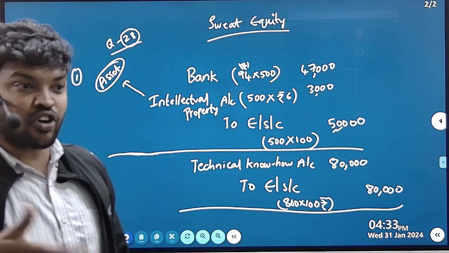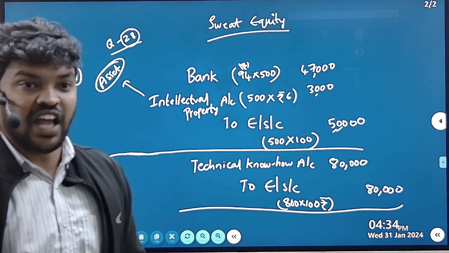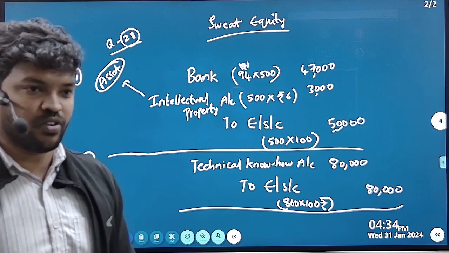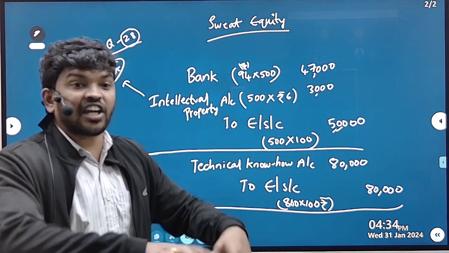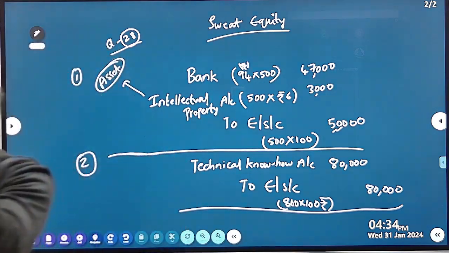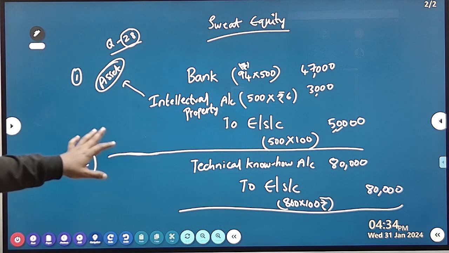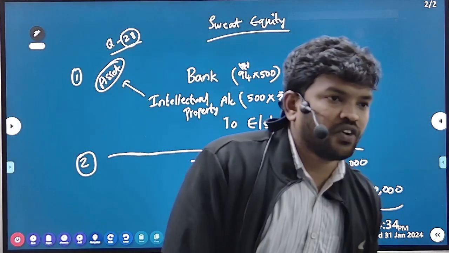This person is contributing extra. Today, this person has contributed extra to the organization. I'll write intellectual property account debit to this particular person's account. No. While issuing sweat equity only, we are recording this benefit in our books. Understanding? This is sweat equity shares. Clear till now? Any doubts?